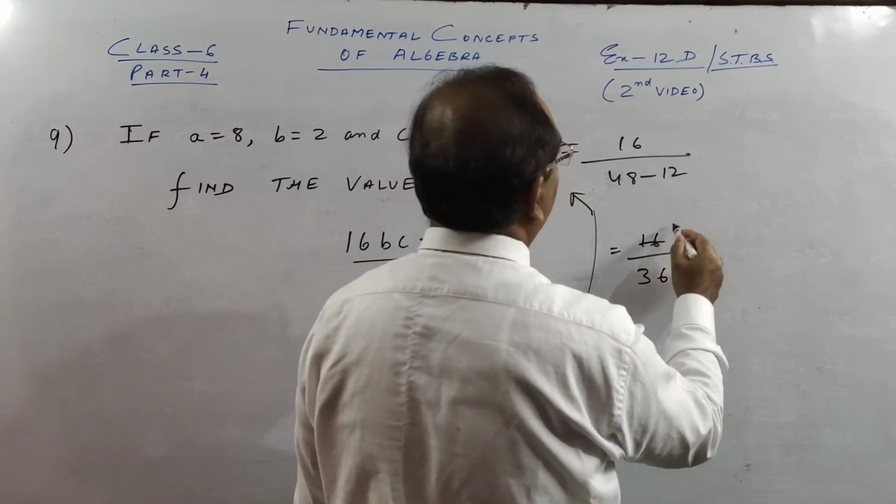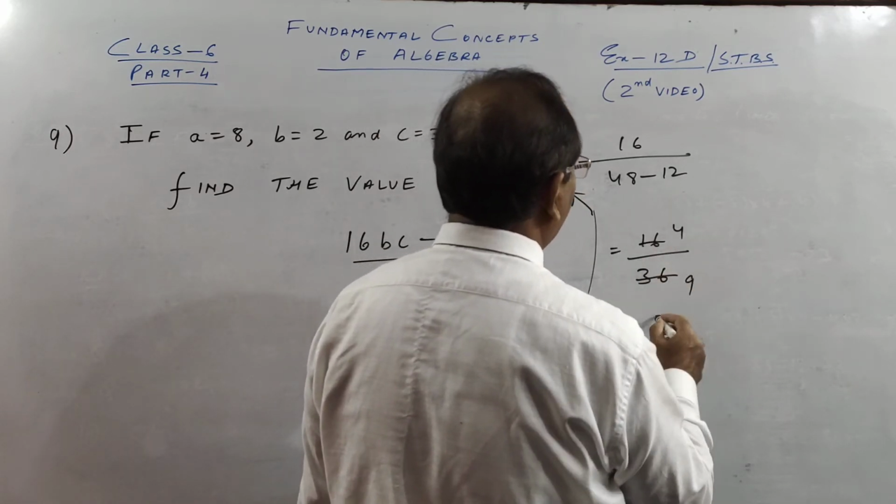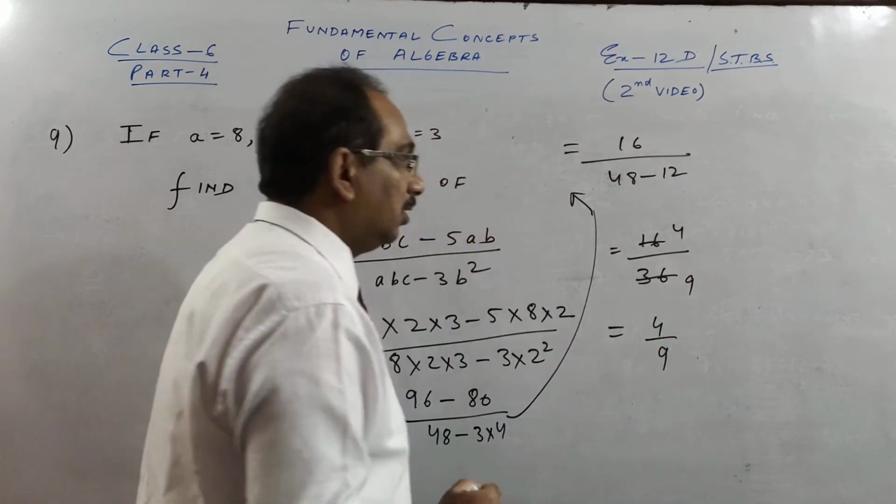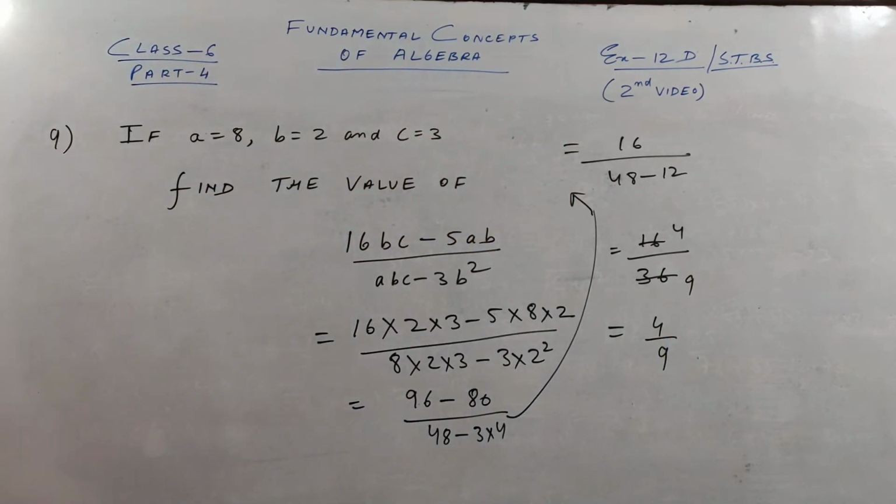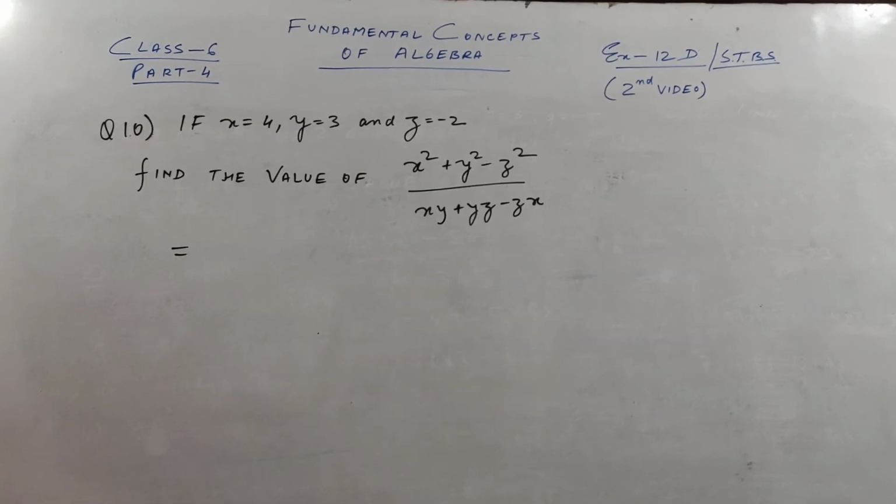4 is the HCF, 4 is the biggest number, 4 4s are 16, 4 9s are 36. So if you see, after reducing it to simplest term, answer is 4 by 9. So kindly pause the video and copy. Then we move on to question number 10.